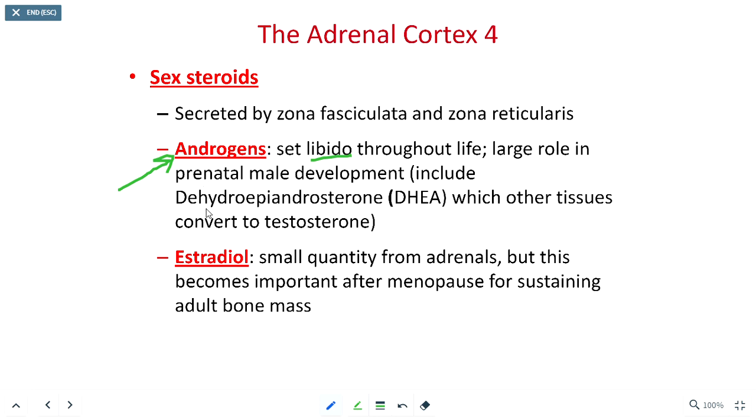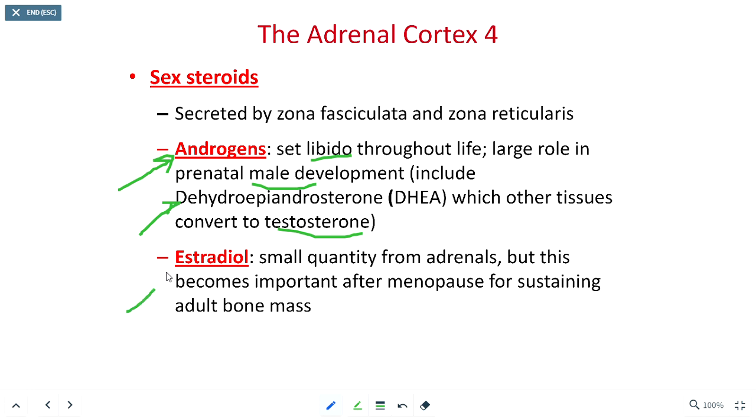So when a child is exposed to androgens in utero, that child is going to be pushed down the male developmental pathway and will have lots of dehydroepiandrosterone, or DHEA, released into their bodies, and that's going to cause other tissues to convert that DHEA into testosterone. So you can think of this dehydroepiandrosterone as a precursor to testosterone.